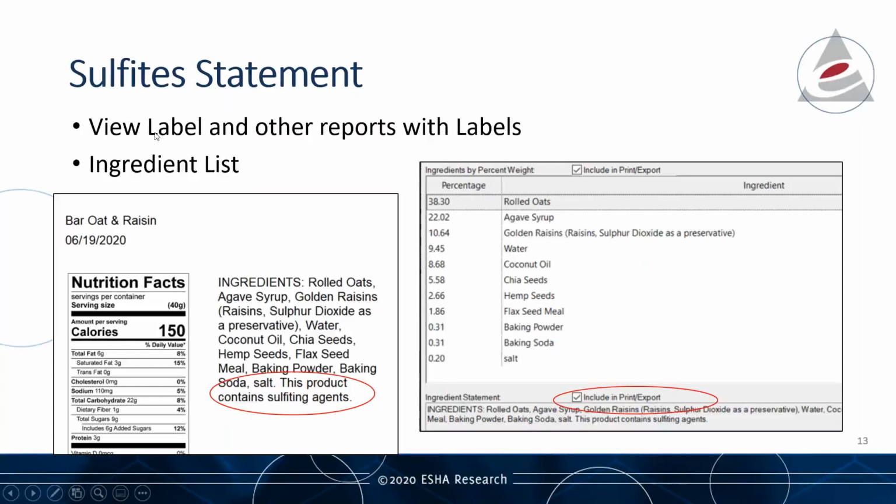One is the view label. So when you open your recipe and you view your label, if the statement is triggered, you'll see it at the end of the ingredient list here on this screen. Another place in the software would be the ingredient list or the ingredient statement features. You'll see it at the bottom of the screen here. And then we have additional reports that do list ingredient statements. So some of the other reports, especially the Reports Plus, there are a few of those formats where the ingredient statement is showing, and then if triggered, the sulfite statement would also show on those. So that's sulfites.